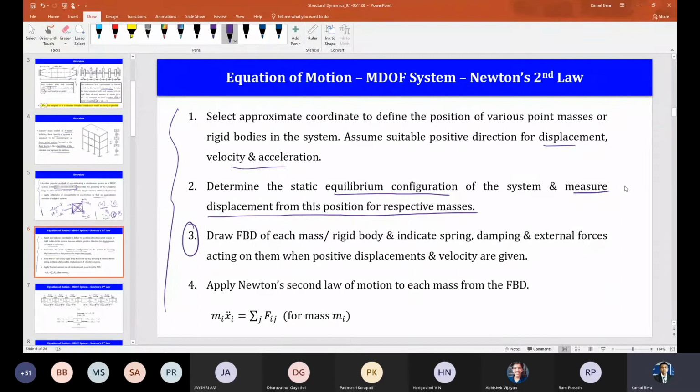Okay. Then, obviously the important thing, draw the free body diagram of each mass. So for a 2 degrees of freedom system, we draw the free body diagram for M1 and M2, right? And what are the forces acting on it? That means the damping force and the spring force. And if you want to use D'Alembert's principle, then you have to show the inertia forces also, as well as the external forces.